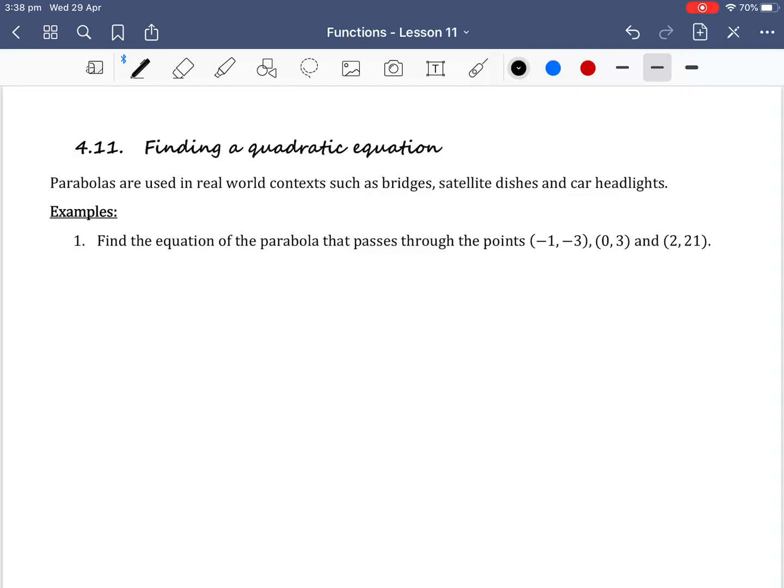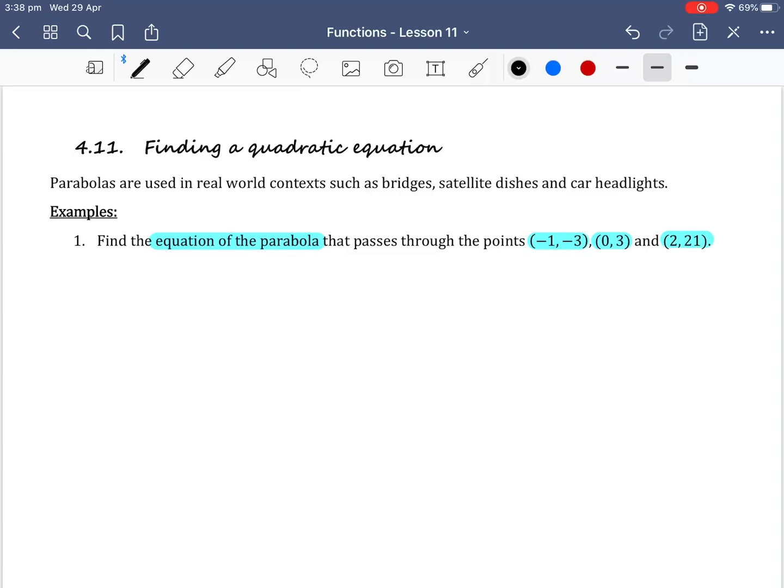Parabolas are used in real world contexts such as bridges, satellite dishes and car headlights. We're going to look at some examples in order to find equations of parabolas or quadratic functions. We want to find the equation of the parabola that passes through the points (-1, -3), (0, 3) and (2, 21).